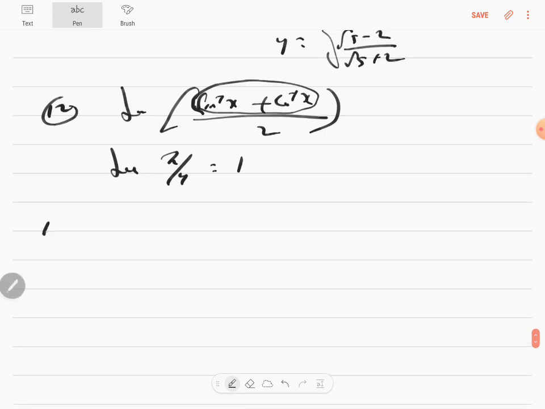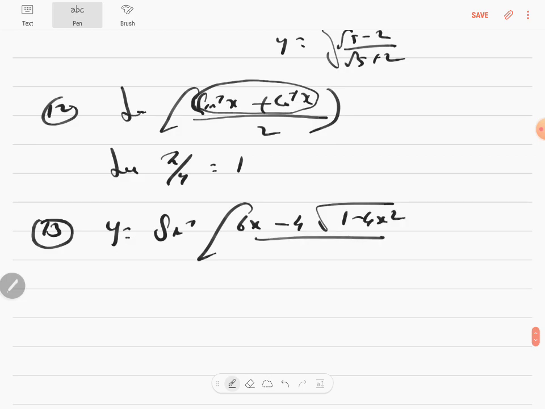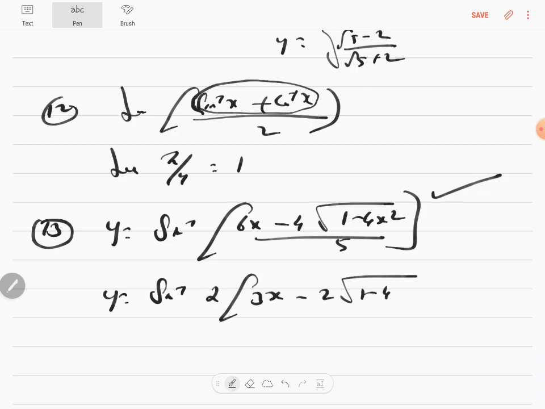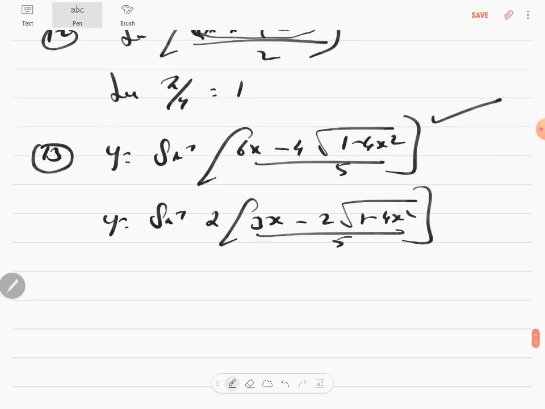So next is the 13th question, which is y is equal to sin inverse of 6x minus 4 into root of 1 minus 4x square by 5. So y is equal to sin inverse of, can you see that you can take the 2 common? Take a 2 common, it will become 3x minus 2 into root of 1 minus 4x square by 5. I am trying to see if there is any triplet. And you know 3, 4 and 5 forms a triplet.